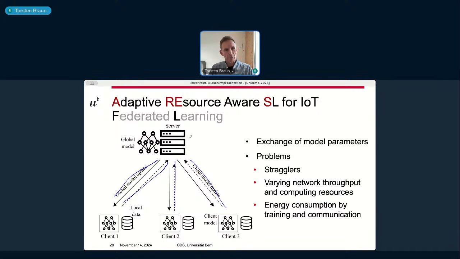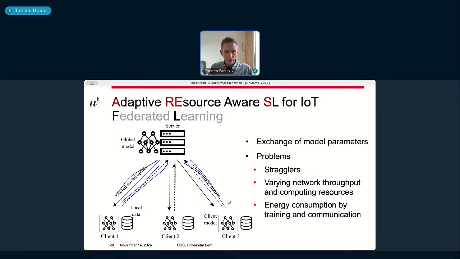So in that case, the federated learning server then has to wait for the slowest system. There might also be different network conditions. Maybe one network connection might be a good one, and the other one might be a bad one. So in that case, we have different throughput values between the clients and the servers. Also, in one case, the exchange of the parameters might take longer than in the other case.